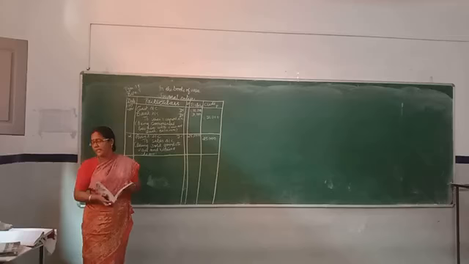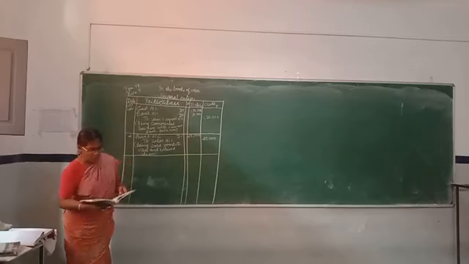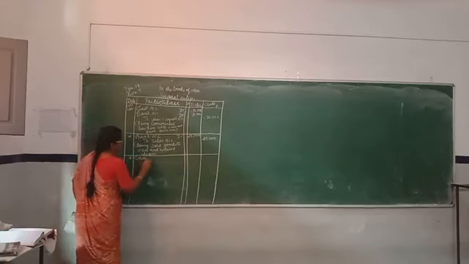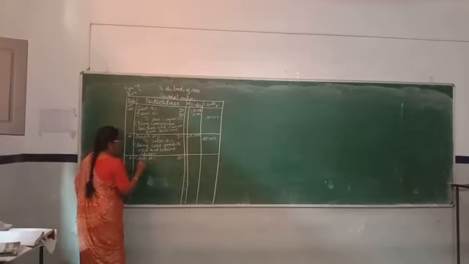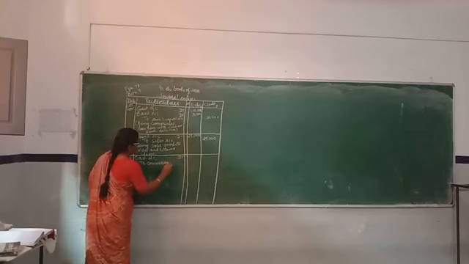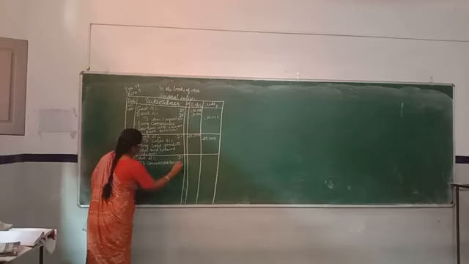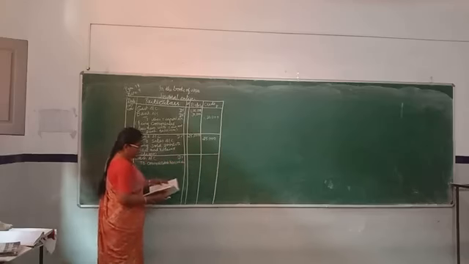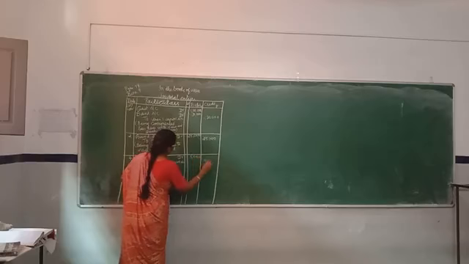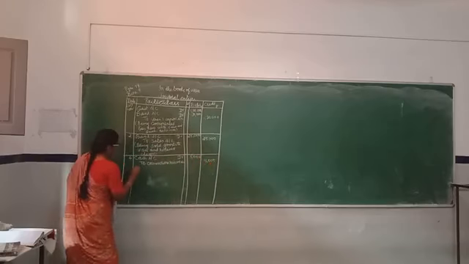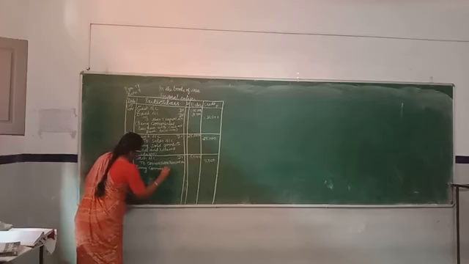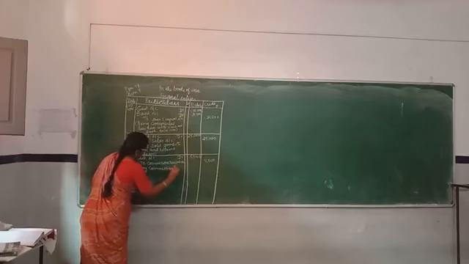Next one, receiving a commission. Received as commission rupees 5,000. So he is receiving the commission on 4th November. So cash account debit. In the form of cash, his commission is coming. Cash account debit to commission received account. How much is he receiving? 5,000. Being commission received.